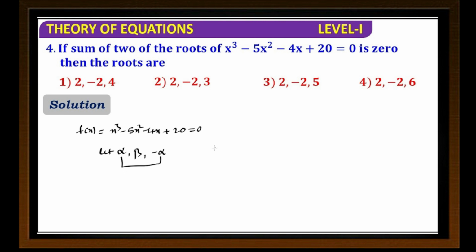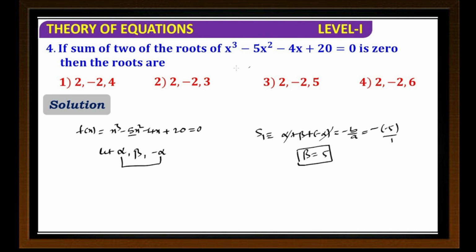Okay, now using the formula of S1, sum of the roots: alpha plus beta plus the third root, that is minus alpha. The formula is minus b by a; the b value is minus 5, so minus of minus 5 by the a value, which is 1. So alpha gets cancelled, beta equals plus 5. So one root is beta equals 5.